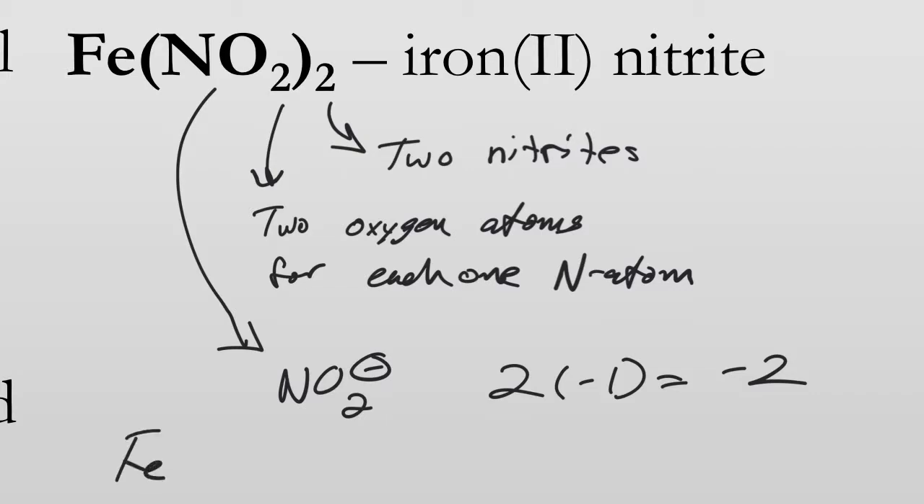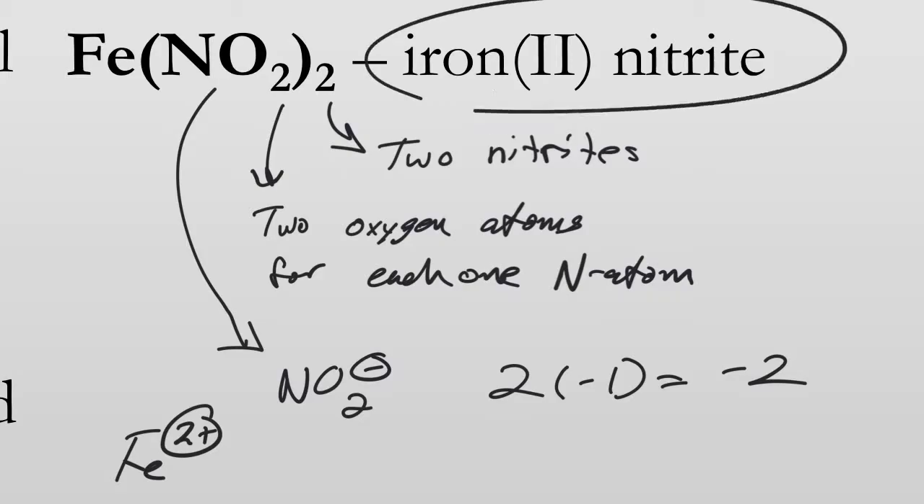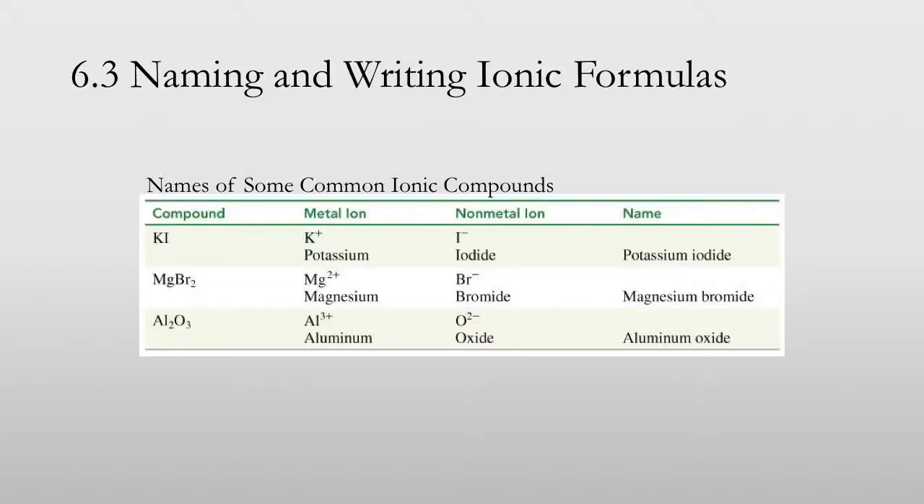That means the iron has to be a 2 plus, so we get iron 2 nitrite. All right, so names of some common ionic compounds. Right here, KI is potassium iodide. MgBr2 is magnesium bromide. Al2O3 is just aluminum oxide.